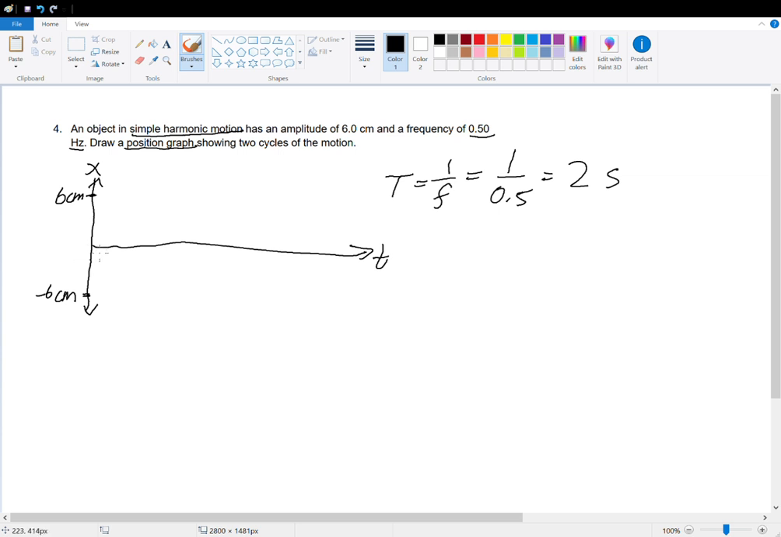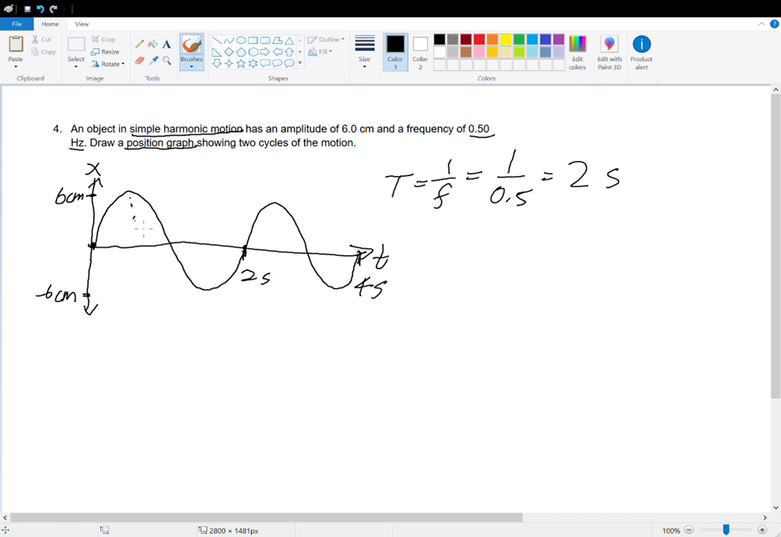So let's just start it from here, because why not, the center point. And we know that it needs to make one loop over here, and one loop over here. And since the period is 2 seconds, this should occur at 2 seconds, and this should occur at 4 seconds.